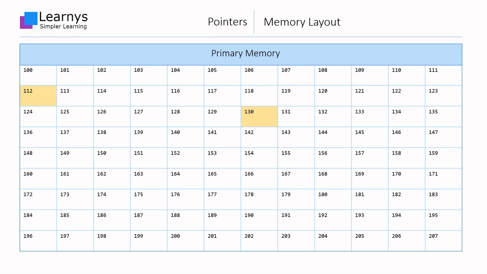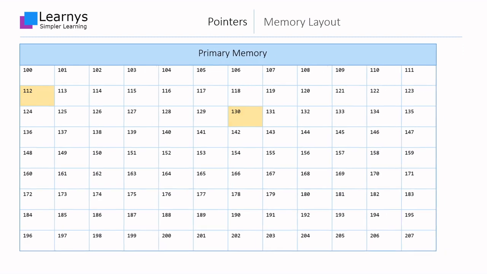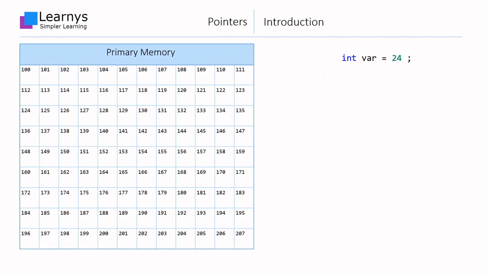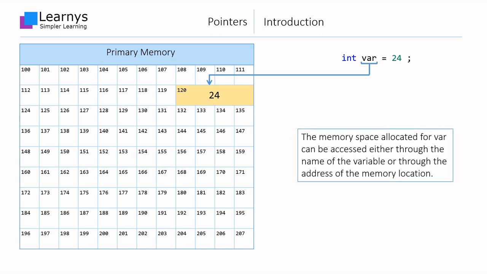But before that, we should quickly recapitulate the process of variable creation. Variable definition statements like this one make the compiler allocate 4 bytes for the variable named var. It has been assumed that an integer requires 4 bytes for storage. The memory space allocated for var can be accessed either through the name of the variable var, which has been mapped with the memory location, or through the address of the memory location.